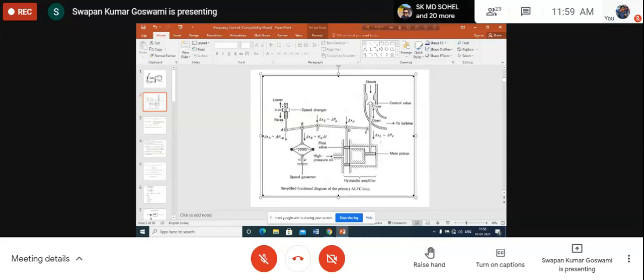The speed changer is here. The speed changer is used to give any power increase command or power decrease command, because for controlling the frequency, you have to either increase or decrease the power output of the generator, and that command can also be given externally. That can be given by either lowering or raising the position of the speed changer. Is it clear? The description is clear.